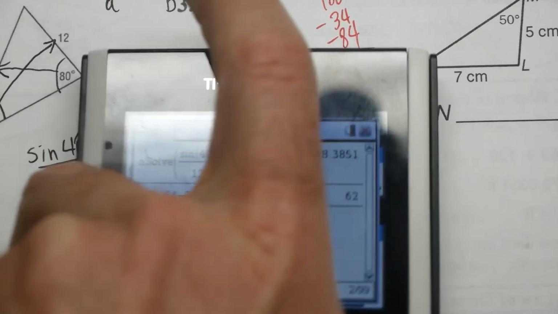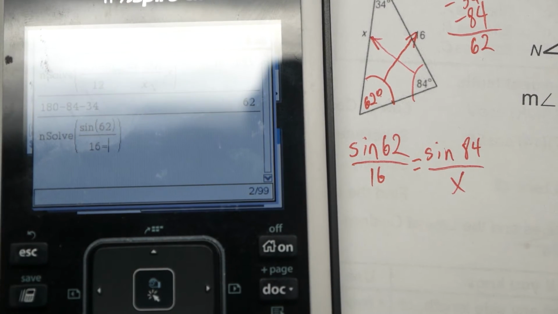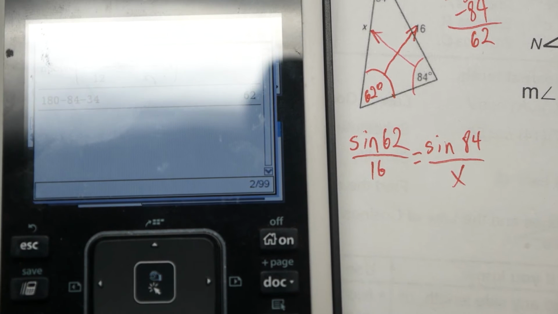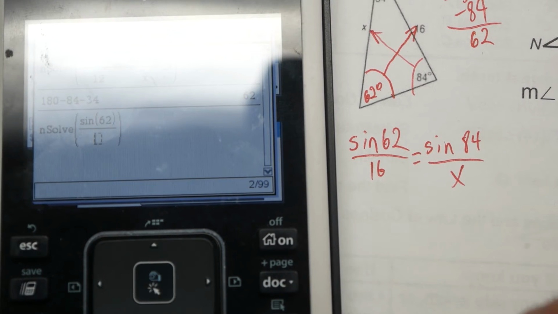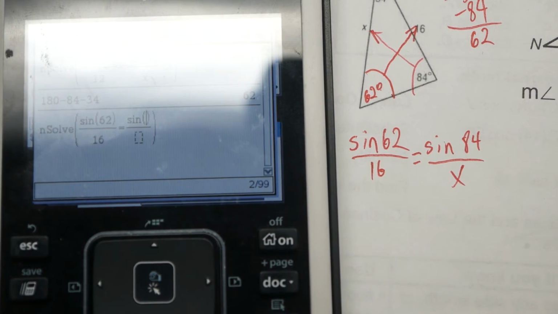Then from there I'm just going to type that into InSolve. Menu 3-1. So I'm going to go sine of 62 over 16 equals sine of 84 over X. And remember to finish with comma X. And so it's going to be 18.02 on that one.